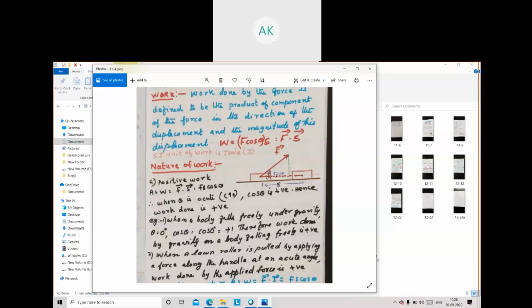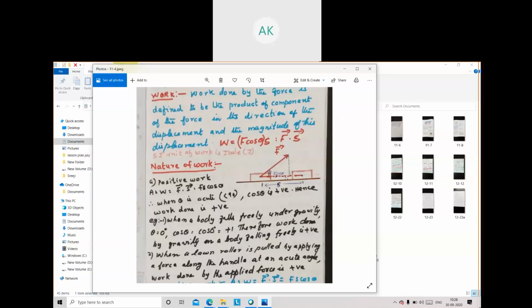Where will be F sin theta? It will be here. It will have no effect when we find the dot product. So the component of the vector in the direction of displacement, that is only useful. The other component is not useful. F sin theta is not useful here. The component of vector F in the direction of displacement, that is used here to find the work done.